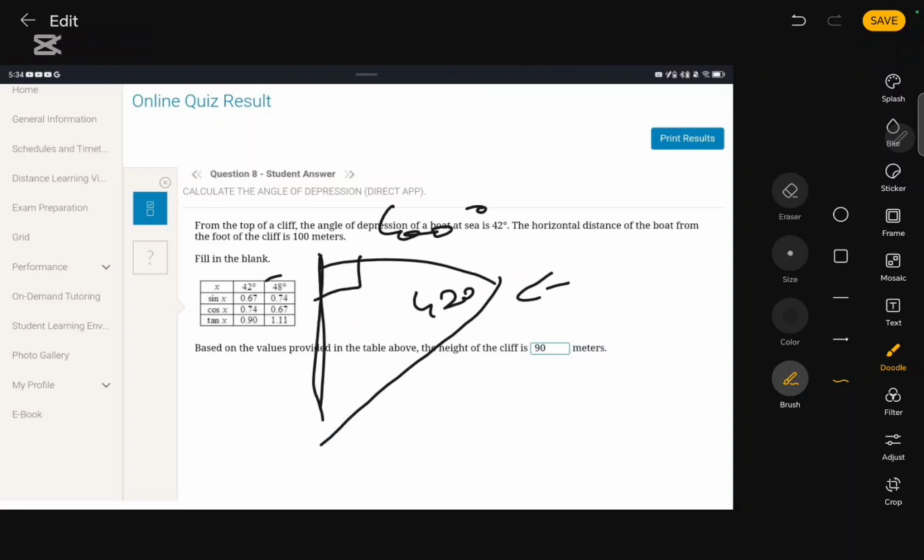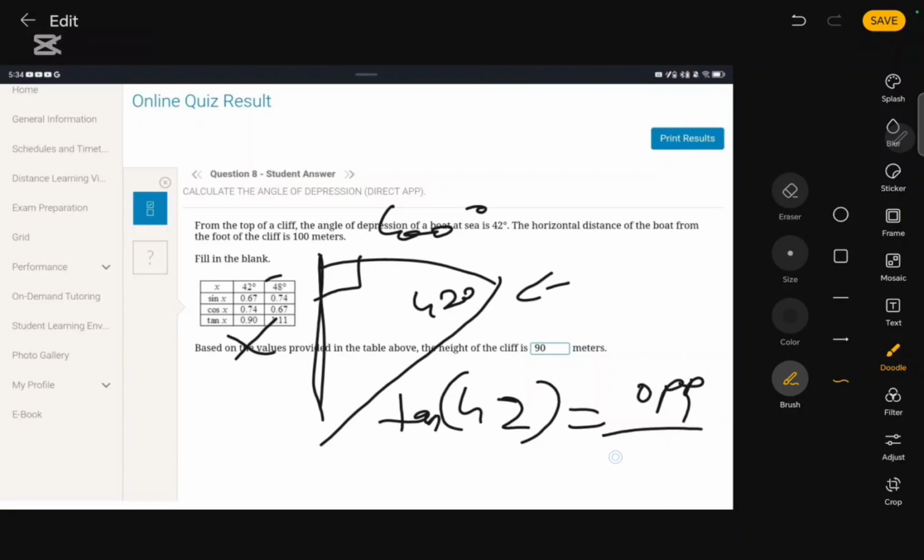You have a right angle. So they gave you sine, cosine, tan, okay? So 90, we have 42, we have 100. 100 is the adjacent. Okay, so for 42, we have adjacent, we need to find opposite. Tan 42, because tan we want opposite over adjacent, equals opposite, which is x, over adjacent, which is 100. So now you do tan, oh, did they give you tan 42? Tan 42 is 0.9, 0.9 times 100 is 90.